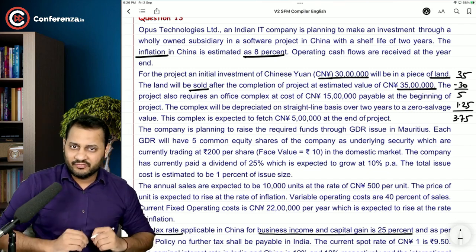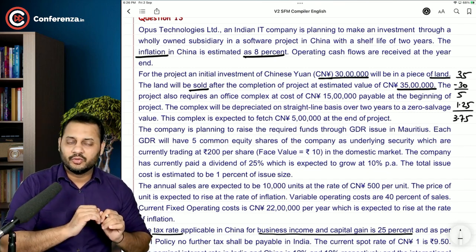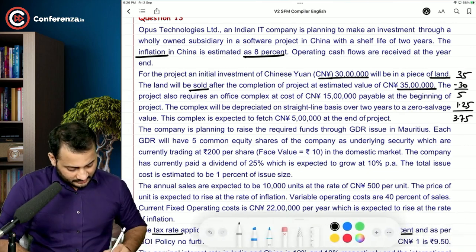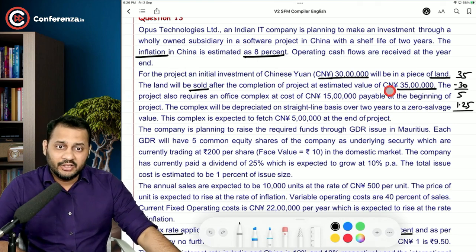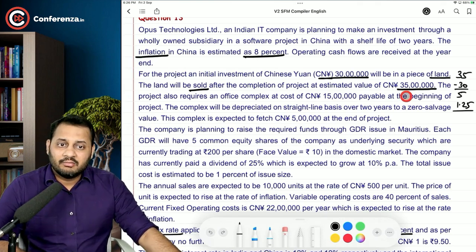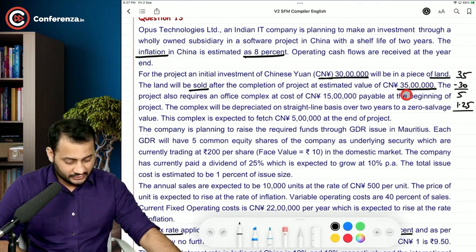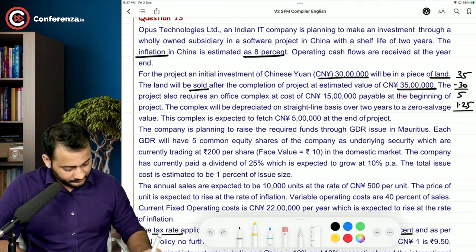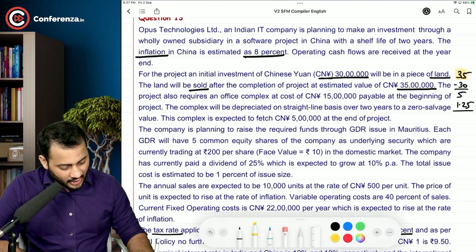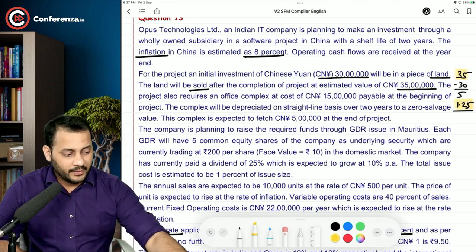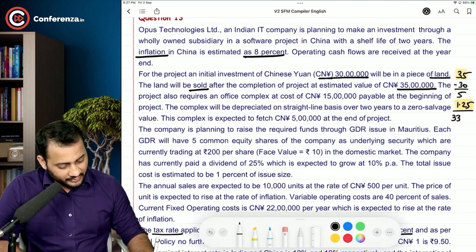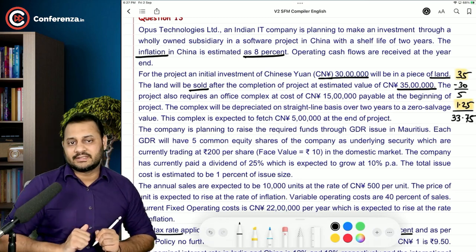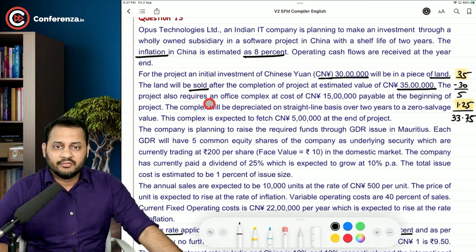However, how much are you going to receive at the end when you sell the land? The amount that you will receive is 35 lakhs. So the inflow is 35, and the outflow is the tax. So 35 minus 1.25, this is the amount that you are going to receive at the end, 33.75 lakhs after paying taxes. Cool. Now let's go ahead with the other part.